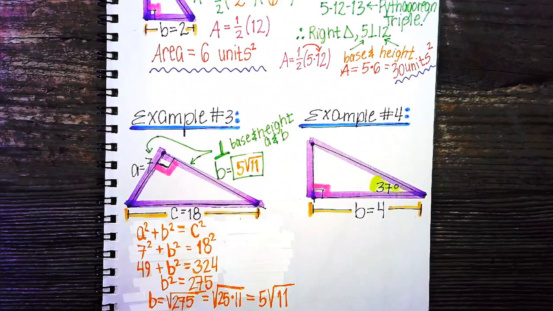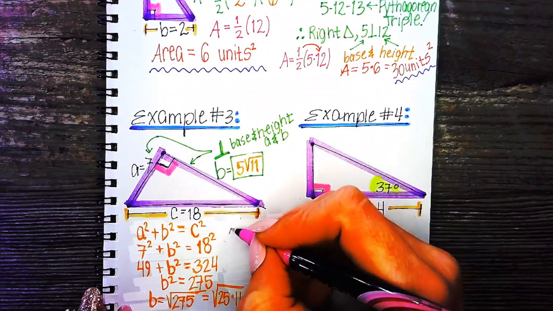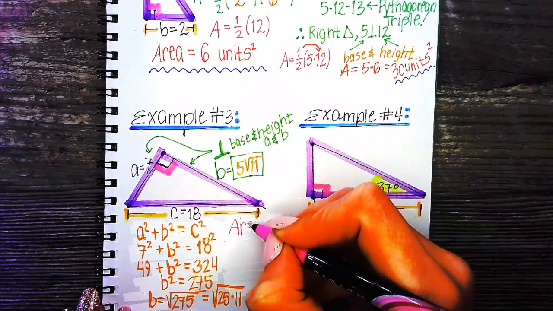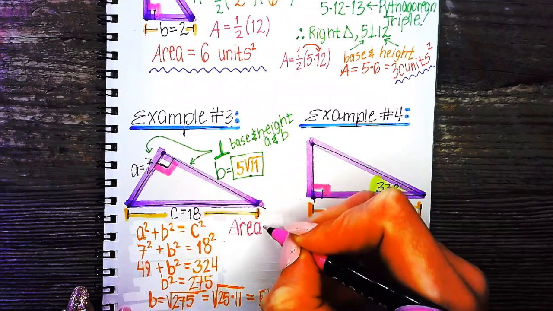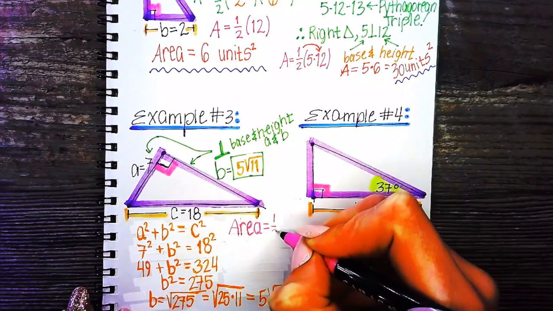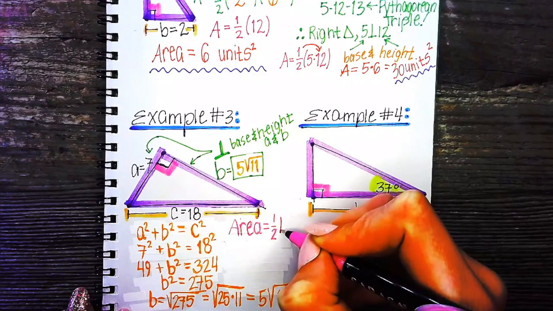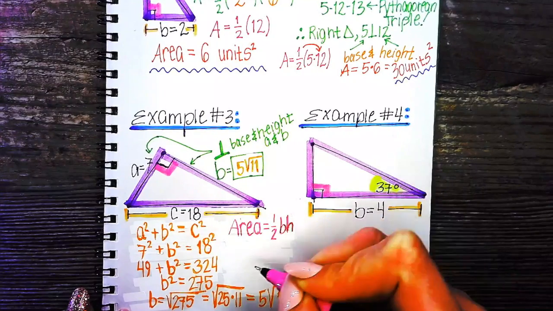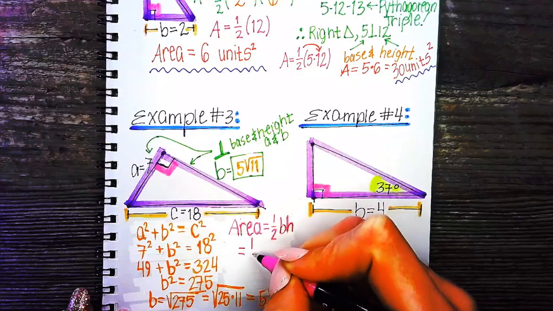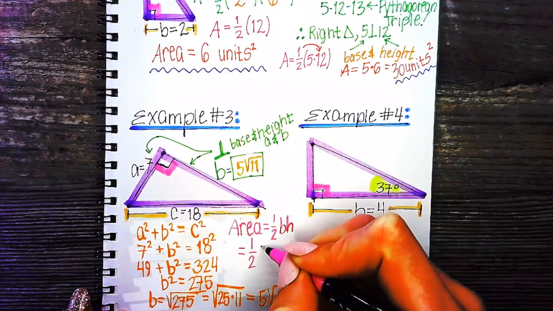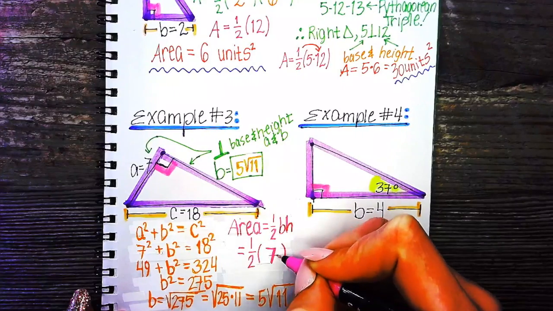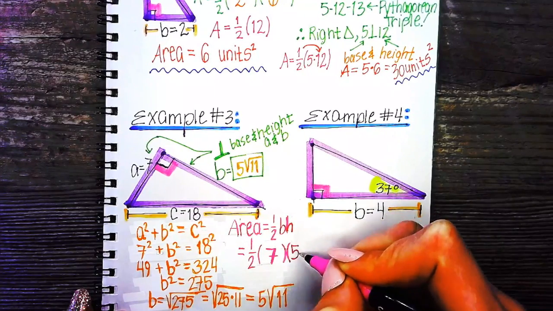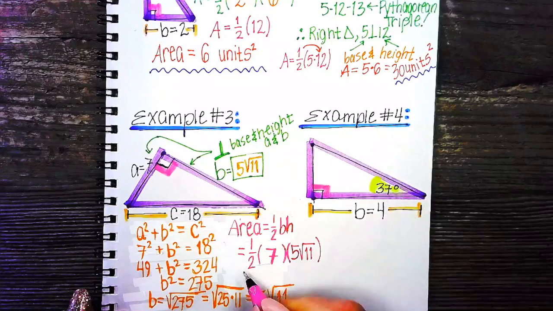If we think about quarters, 25 cents are in a dollar, so 25 times 4 is 100. That means that 25 times 11 will give us 275. So 5 times 11, or 5 radical 11, is what we need to write for our simplified radical. Now we're going to use that value as either the base or the height, for which it really doesn't matter.